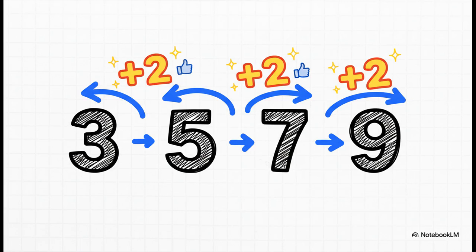So if you look at our sequence, 3, 5, 7, 9, what's happening each time? How do you get from 3 to 5 or 5 to 7? Yep, you just add 2. So the term-to-term rule is super simple. Add 2. Easy enough, right?